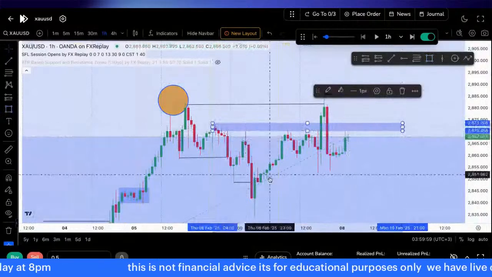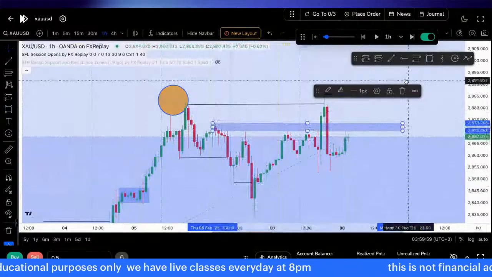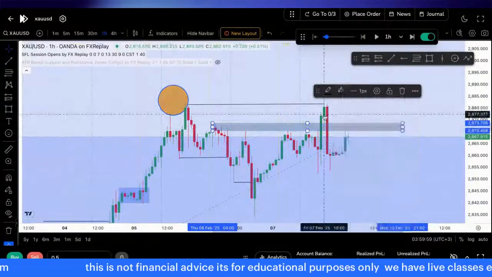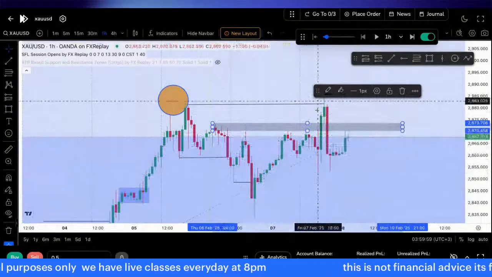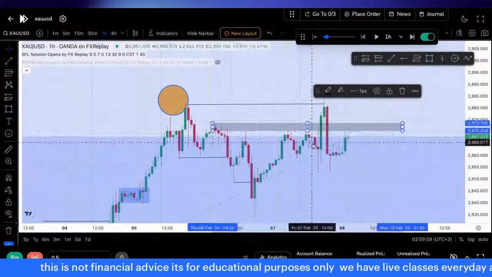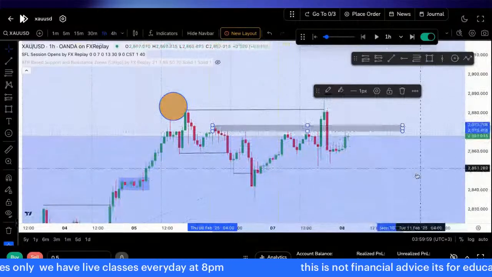So we have this supply zone on the H1. Price reacted off it and then it broke, because the trend is bullish. We know that if we get a break to the upside, then we're going to scale into more buys.